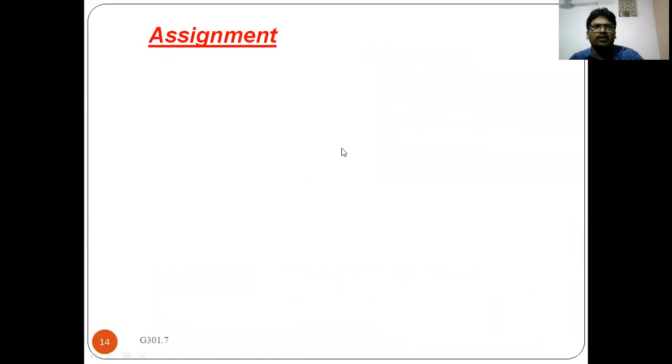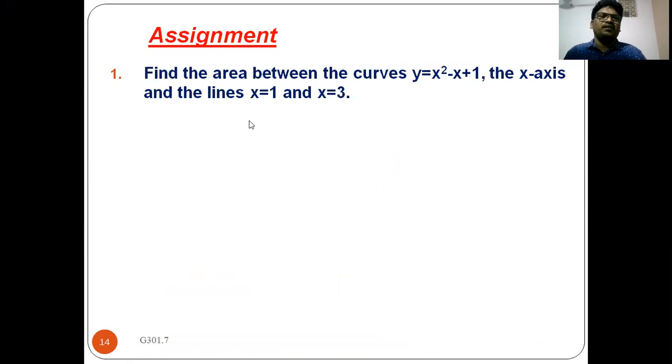Okay. So next, today's assignment, we have to solve this problem. So look at here. Find the area between the curves y is equal to x square minus x plus 1, the x-axis and the lines x equal to 1 and x equal to 3. So this is the very important problem. y is equal to x square minus x plus 1.